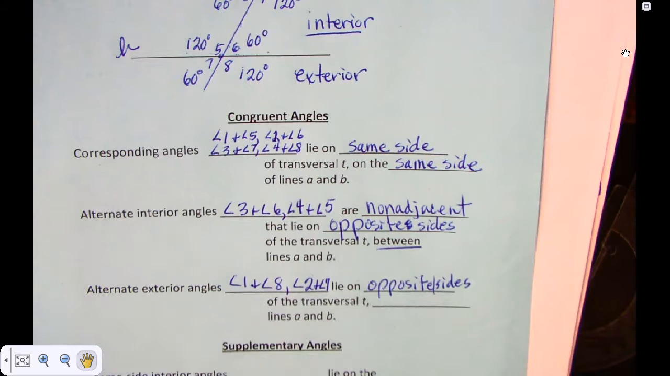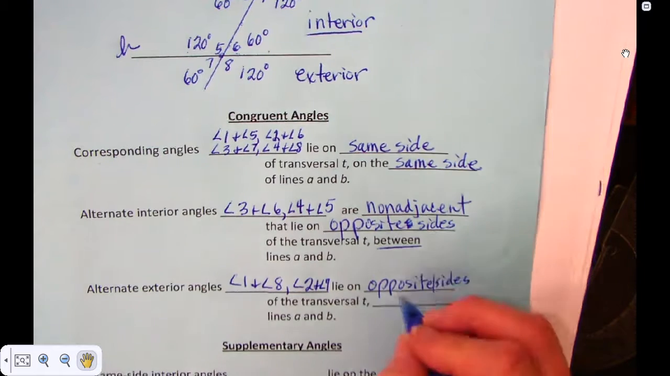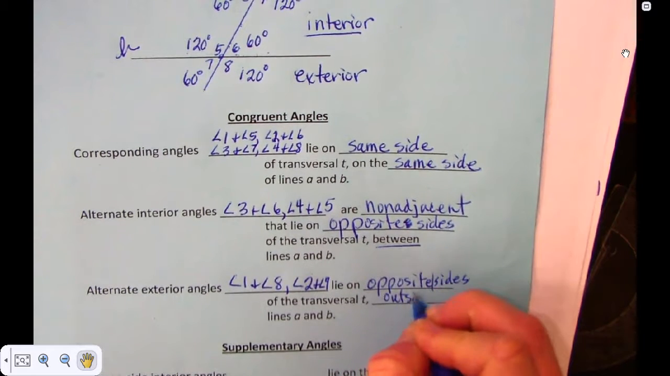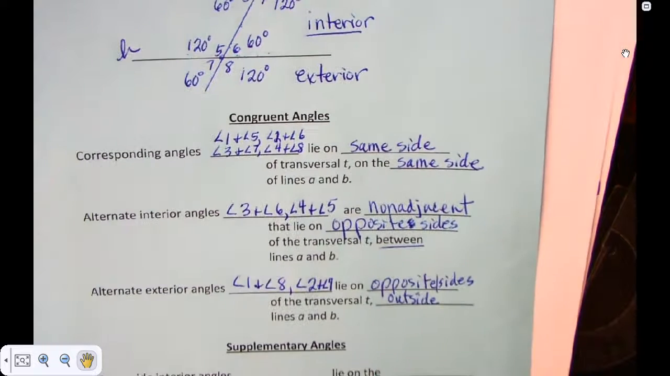Are they on the same side? No. 1 and 2 are above, but not between, outside the lines A and B. That's why they're called exterior. They're on the outside of lines A and B. Interior, they're inside. So it's very important that you always find the parallel lines on there. You need to find the parallel lines.